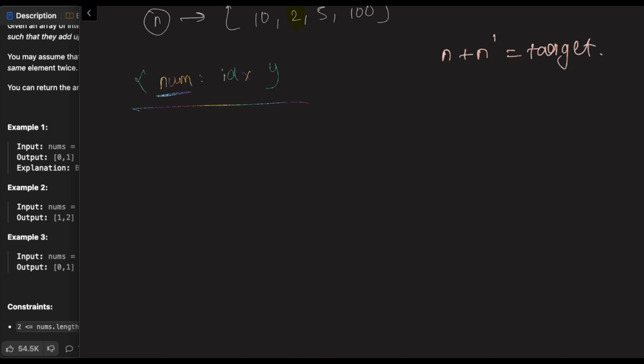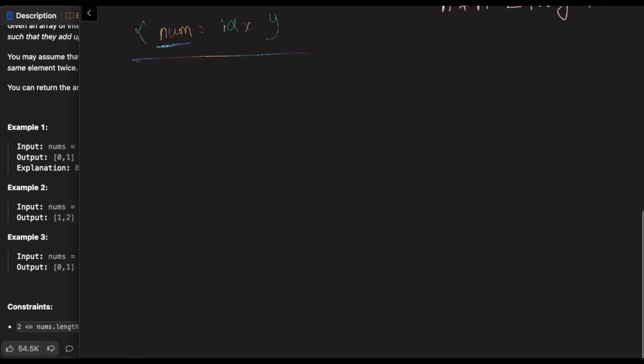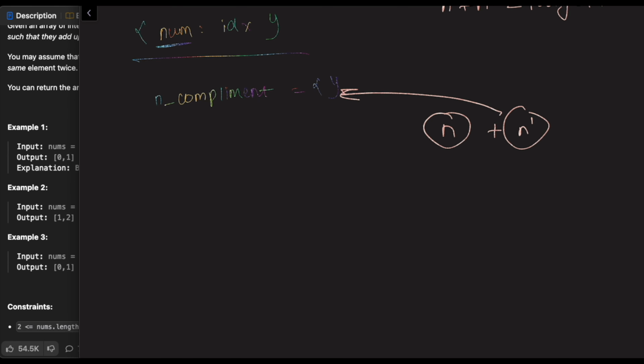And is that number something familiar to you? Yes, this is exactly the complement. So what we are doing is creating, let's say, n complement. N complement is the name of the dictionary that we are going to grow, and it will keep track of the complements that you've seen so far. So let's say in the future you find some value n, and you know that its complement is already there in your n complement dictionary. You have found your target.